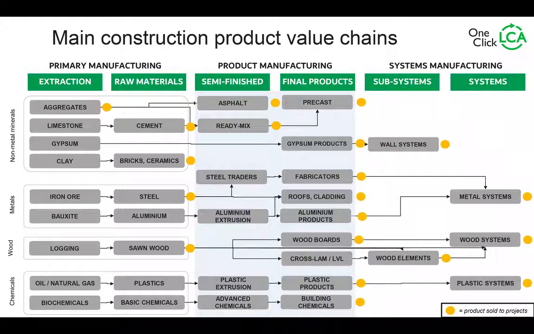And in the chemicals industry case, it starts with oil, natural gas, or other more, let's say, advanced basic chemicals or biochemicals, which are then made into plastic or other precursor chemicals, which are then further refined to make plastic products or building chemicals, and eventually plastic systems or other systems. So those are the main construction product value chains, and we'll cover some of them a bit later in the presentation.